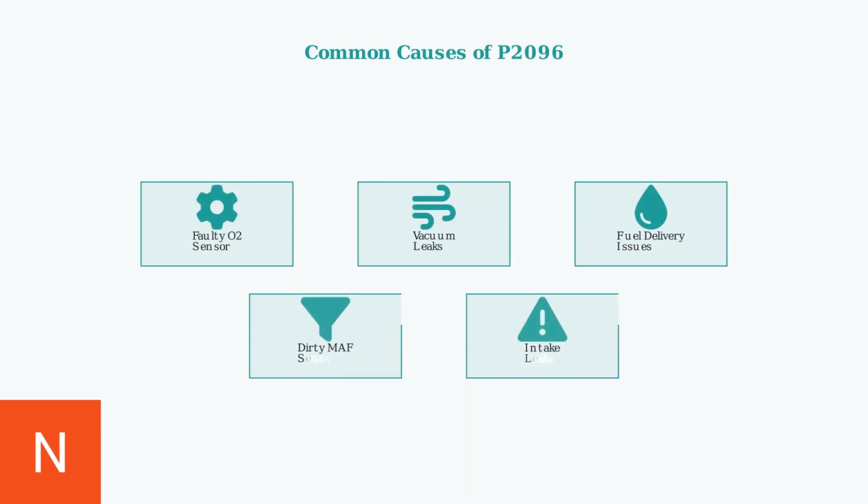Several factors can cause P2096 codes. The most common include a faulty downstream oxygen sensor, vacuum leaks allowing unmetered air into the system, fuel delivery problems, dirty mass airflow sensors, and intake manifold leaks.